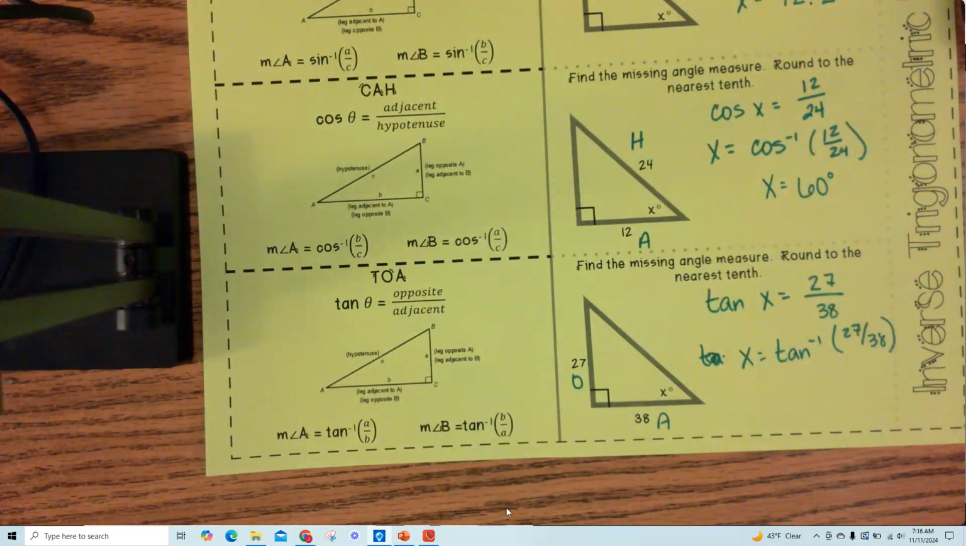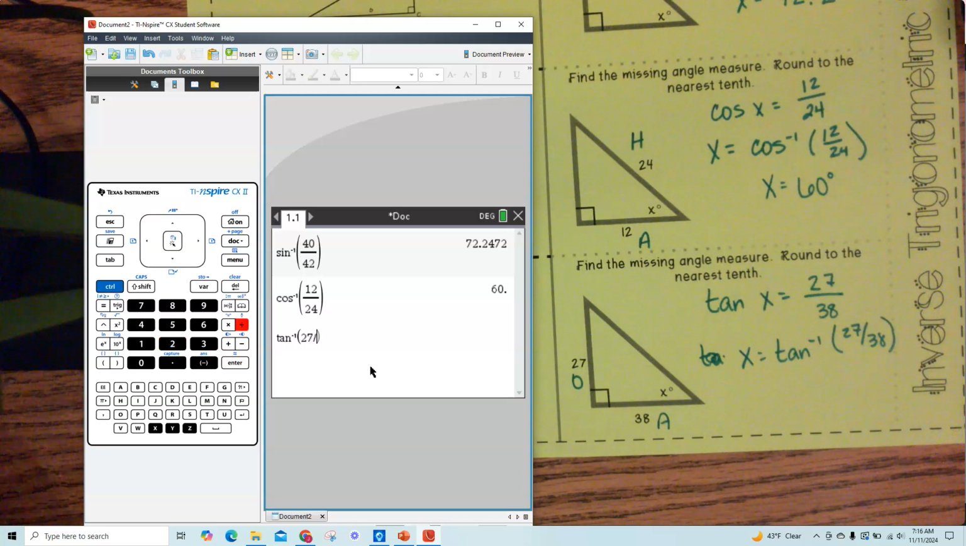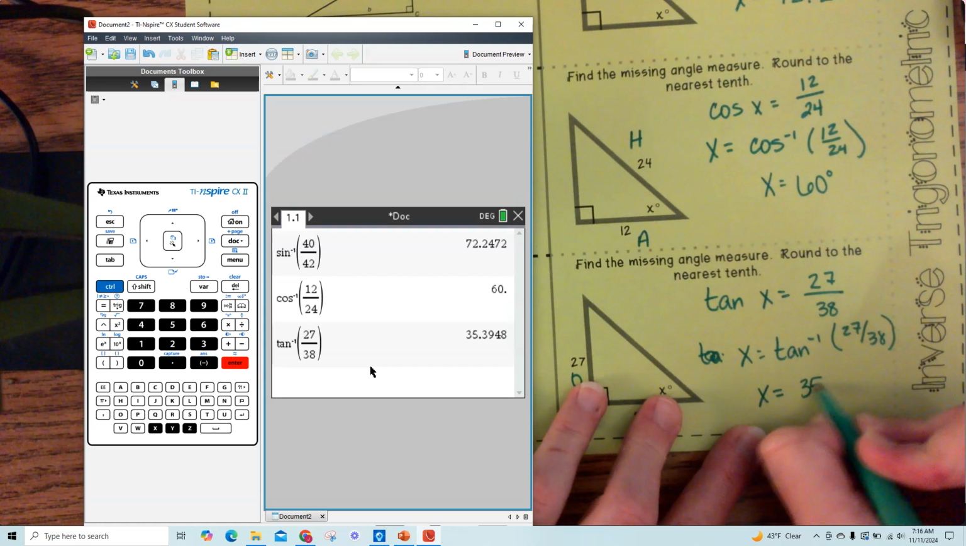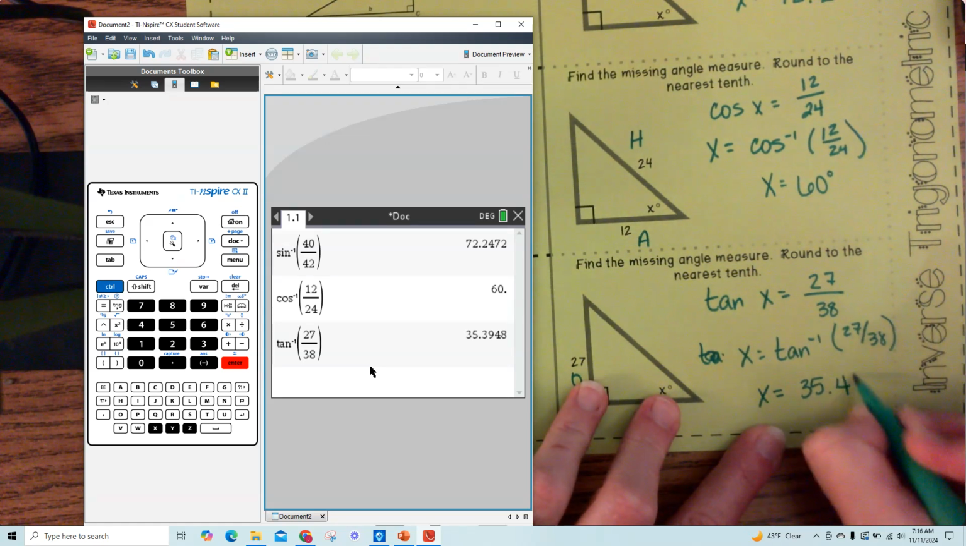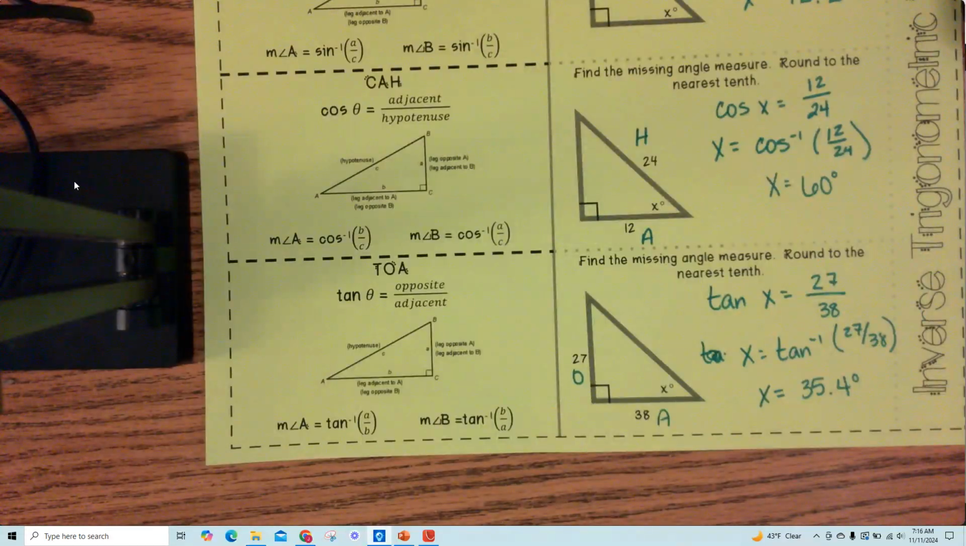Okay. So inverse of tangent, 27 over 38. And again, we're rounding to the tenth. So angle x is about 35.4 degrees. That's what that one would round to. So that's it for this set of notes.